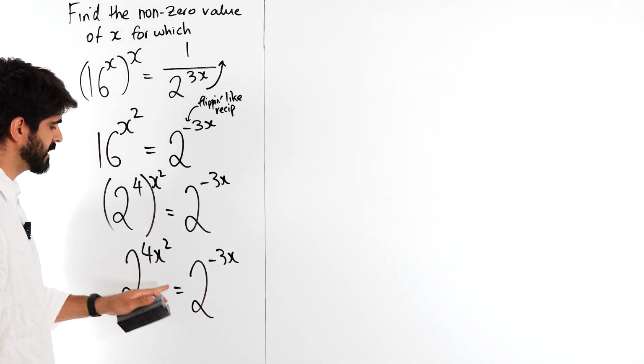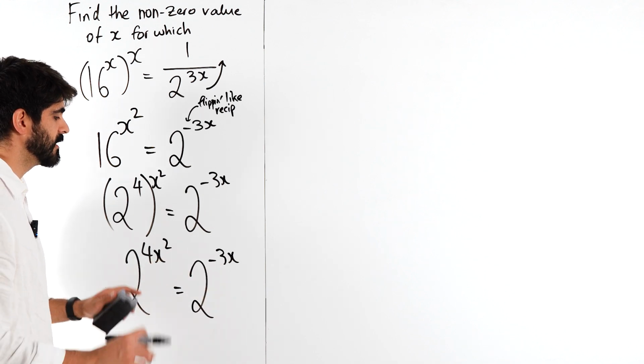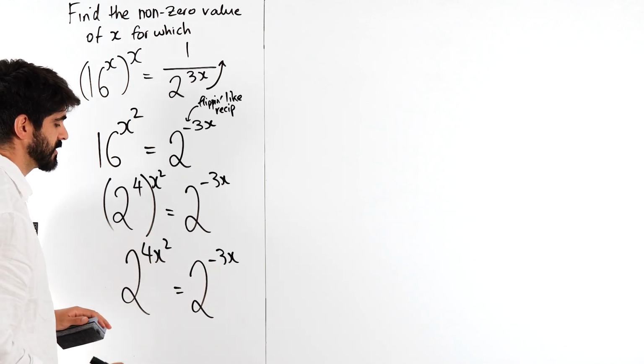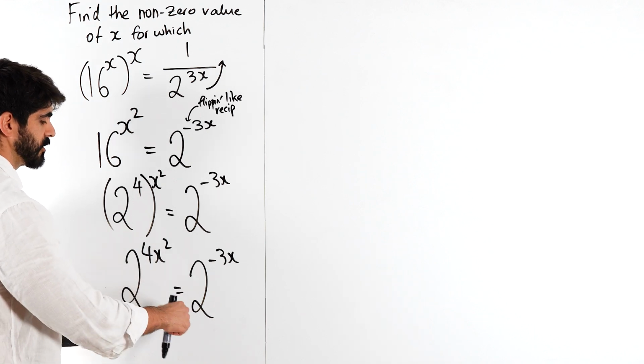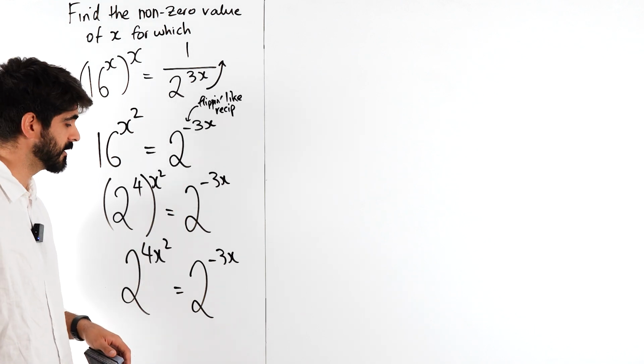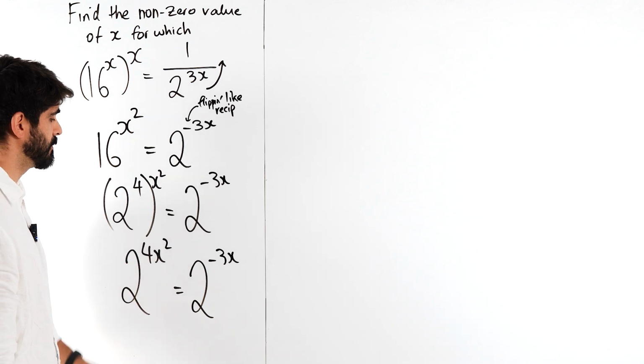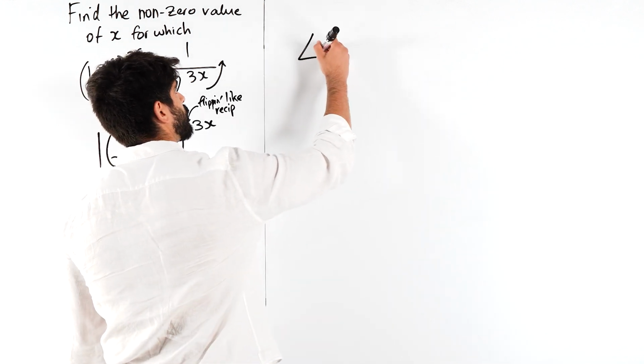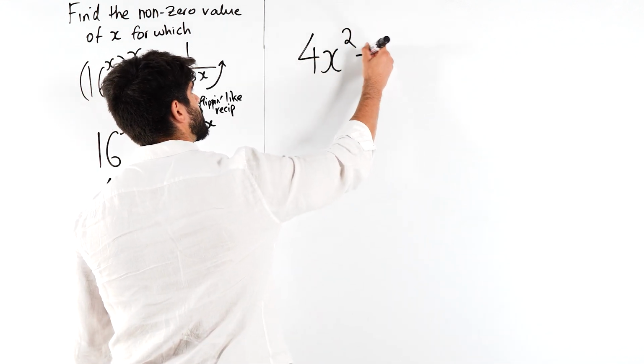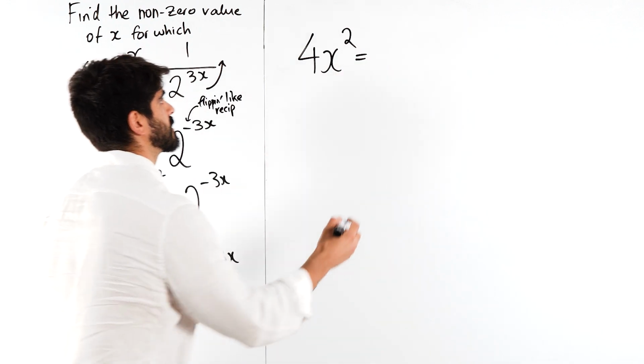2 to the power of something is the same as 2 to the power of something else. The only way that's true is if the powers are the same. It's not possible for 2 cubed to equal 2 to the power of minus 2, is it? All right. So for base 2's to be the same, the powers must be the same. So we have 4x squared equals minus 3x. And we need to solve that.